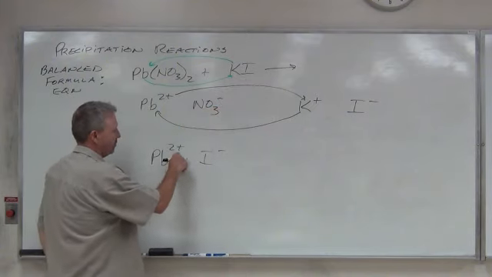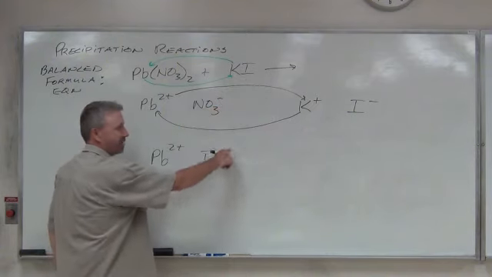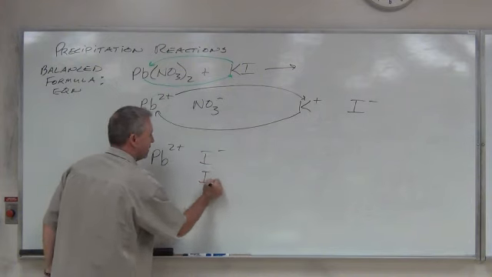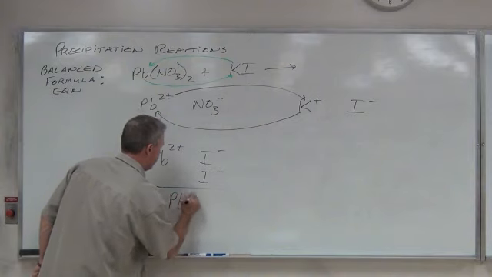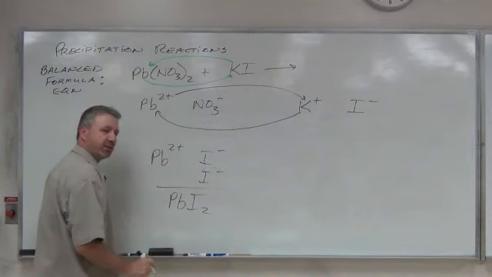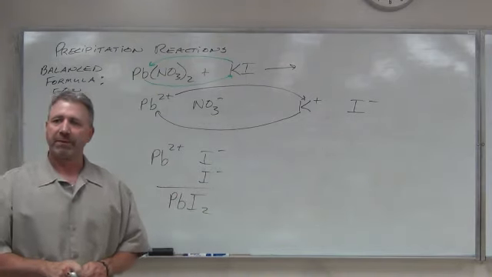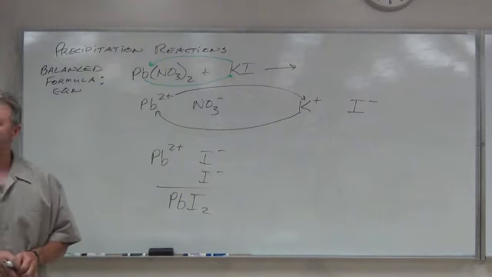I look at Pb2+, I is minus 1, it's group 7, negative 2, plus 2, PbI2. That's the formula of one of my products.